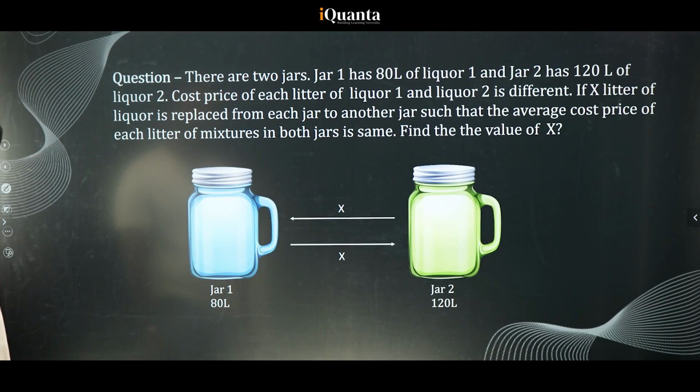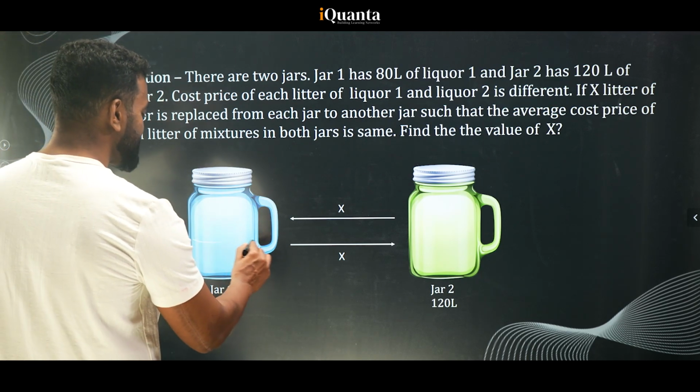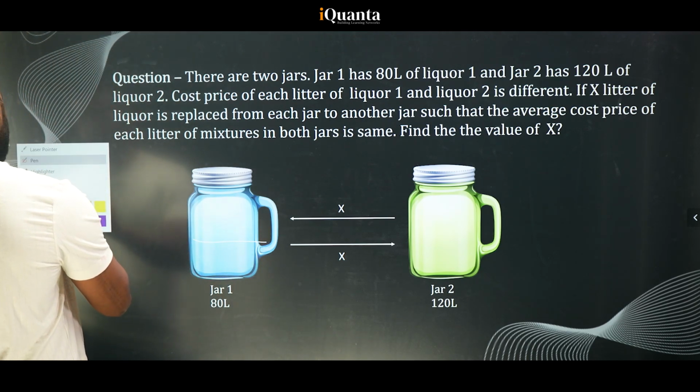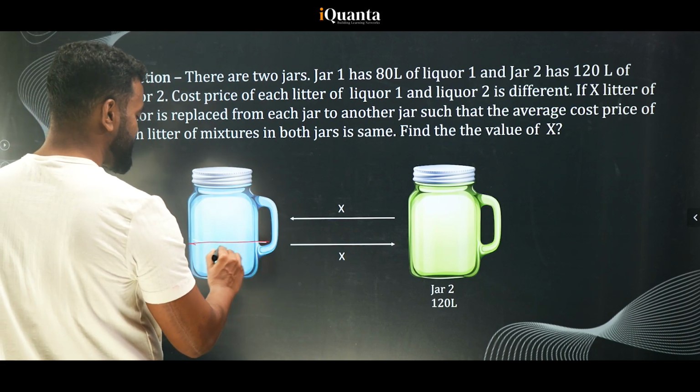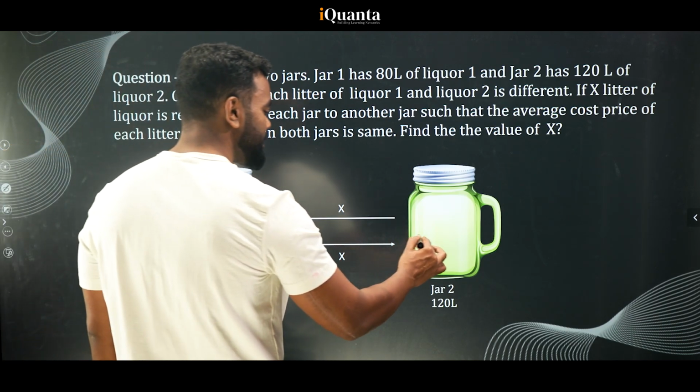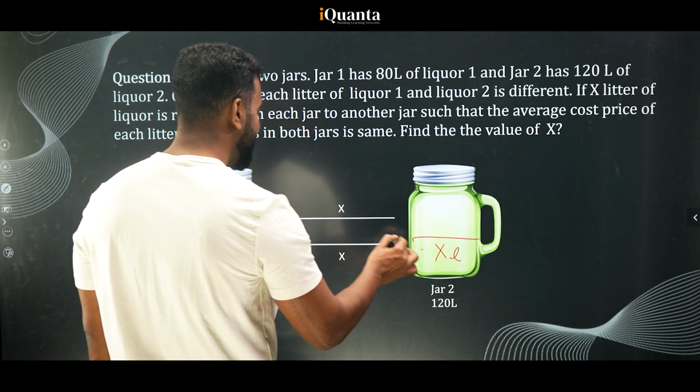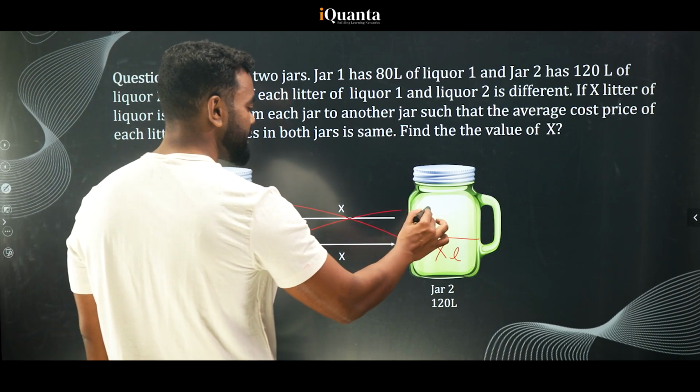If X liter of liquor is replaced from each jar to another jar, such that the average cost price of each liter of mixture in both jars is the same, find the value of X. What does it mean? That means, let's say there is X. So this one is X liter, and this one is X liter. So this X liter is mixing here and this X liter is mixing here.